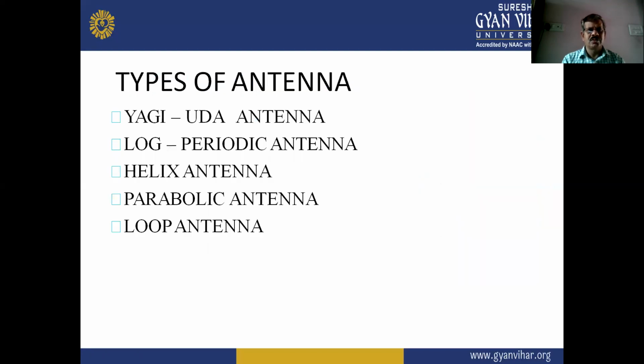So types of antenna. There are different types of antenna. First, Yagi-Uda antenna. Second, log periodic antenna. Next, helix antenna, parabolic, and loop antenna. So there are some types of antenna.